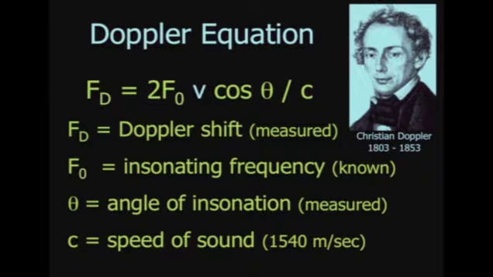So the Doppler equation is this, and we are solving for v, the velocity of what we're interrogating, which in clinical practice is the movement of red blood cells most often. So the Doppler shift is what we measure with our machine. The incident frequency we know from our machine that we preset. The angle of incidence is measured when we do an angle correction, and the speed of sound is presumed to be 1,540 meters per second. So knowing those variables and that one constant, we can measure the velocity of moving blood within a vessel.